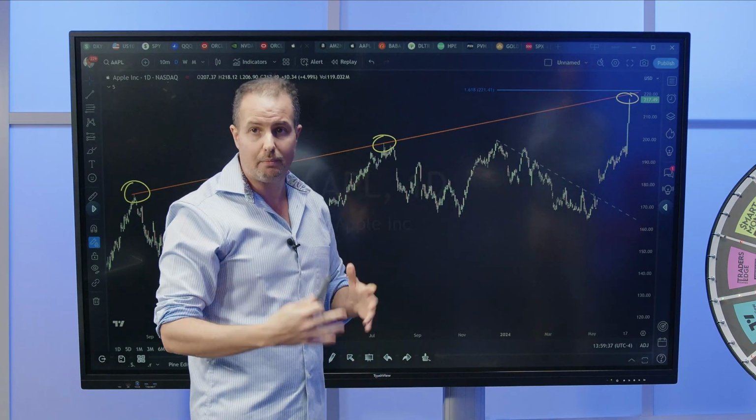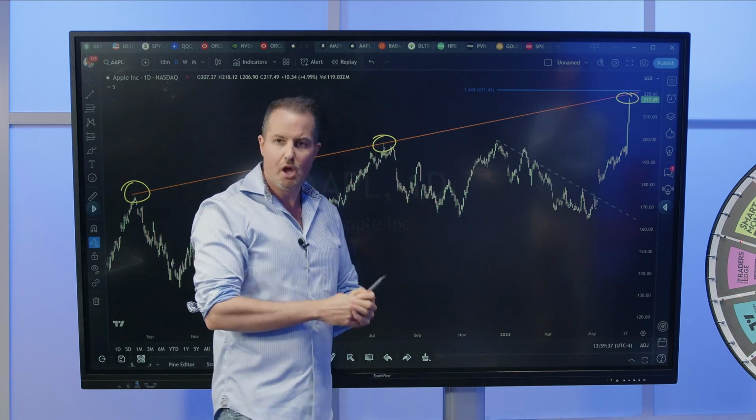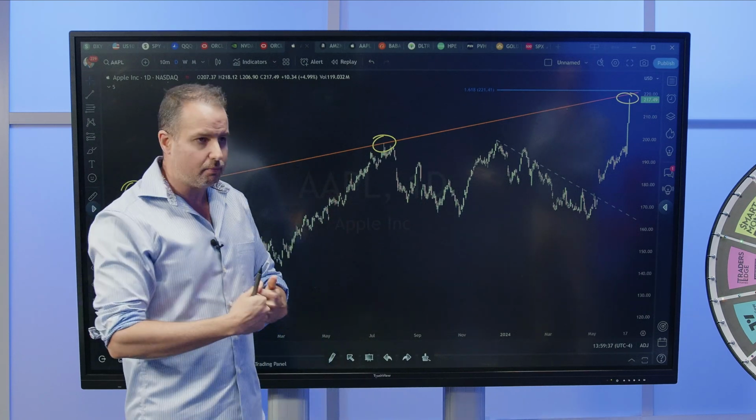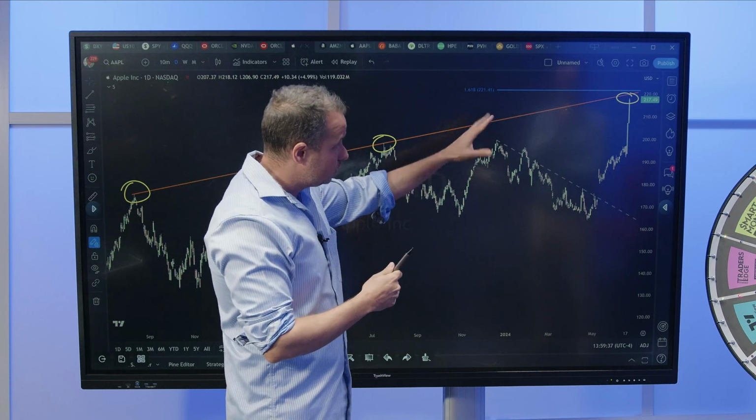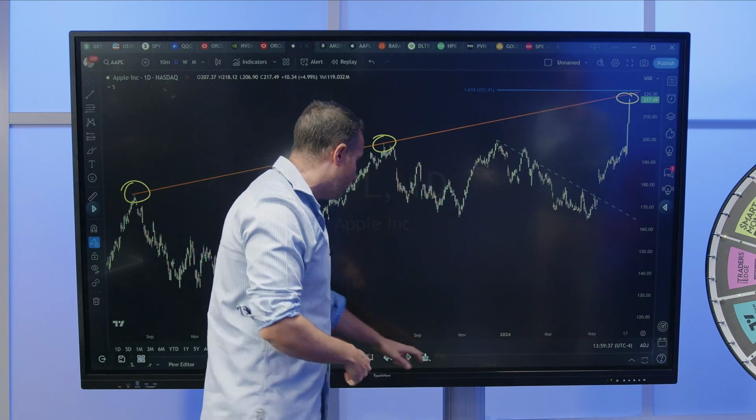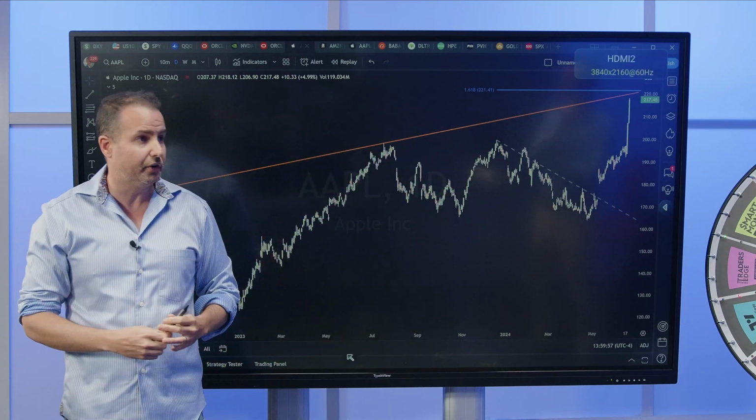So the two of those combined, maybe, and I say maybe because honestly, when these things get these animal spirits behind them, you just don't know where they're going to stop. But it's kind of an interesting level around 220 that I'm eyeing here on Apple. So we'll see what happens here. What do you got over there?